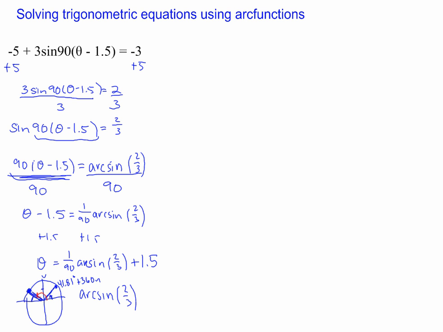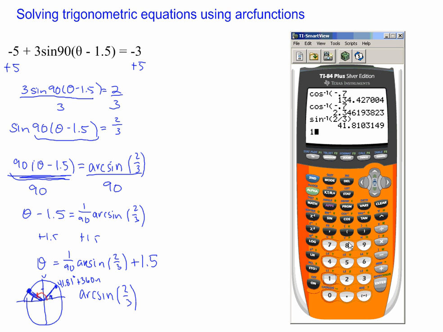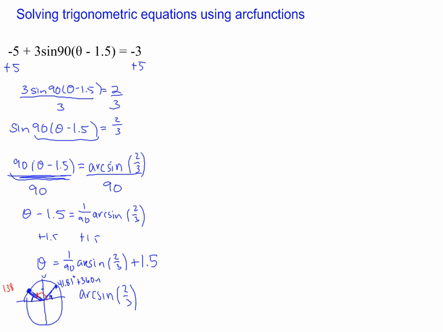I'm going to go ahead and do that on my calculator so that I don't have rounding. 180 minus the answer is 138.189. So I'm going to write that down as 138.19, because I'm just going to retain those rounded values on my calculator, plus 360n, right? So the arcsine of 2/3 is 41.81 plus 360n and 138.19 plus 360n.